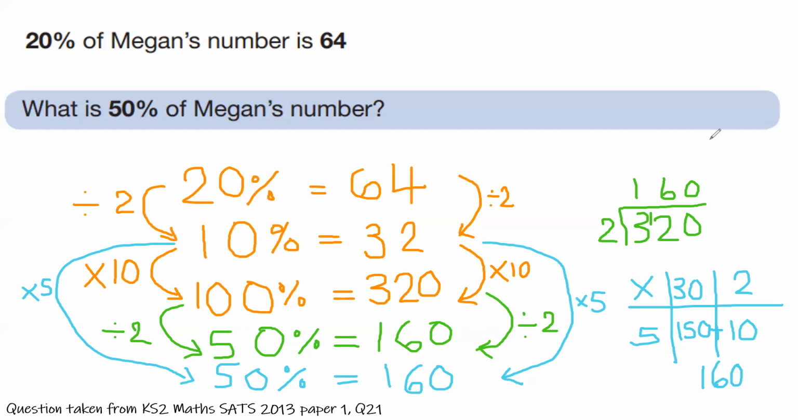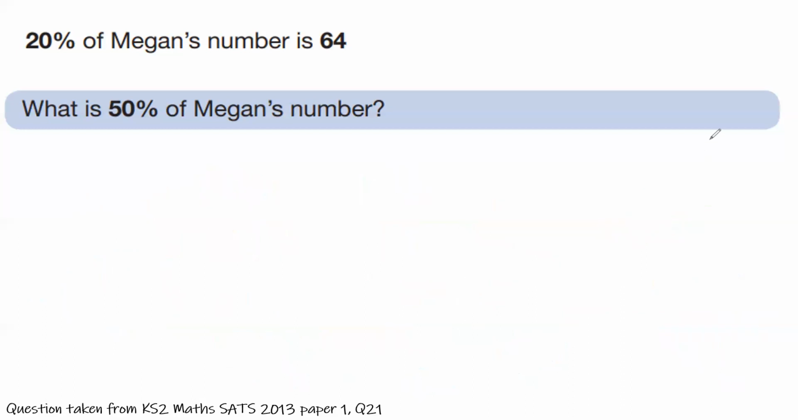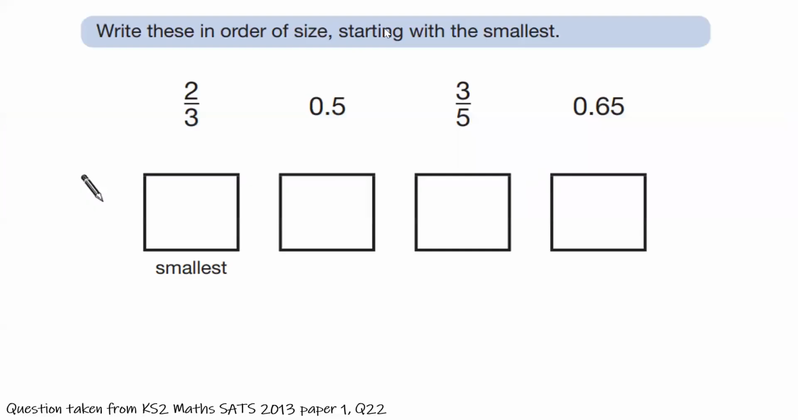Okay, so I'm going to clear this off now, and we'll have a little look at the second question. So this is the second question that I've got for today. This is the question where we've been given a few fractions and some decimals, and we've been asked to write them in order of size from the smallest number to the biggest number.